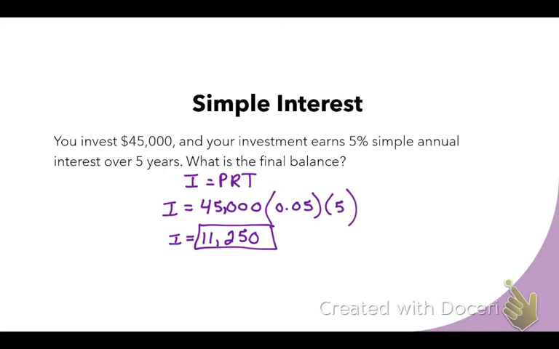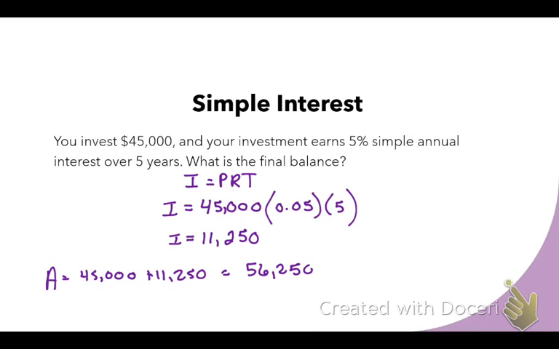But is that the answer to the question? No. What do you need to do? A equals 45,000 plus 11,250. Remember, the capital A just stands for final balance. So that's going to be $56,250. And that's how you calculate final balance. And that concludes part 1 of our midterm review.